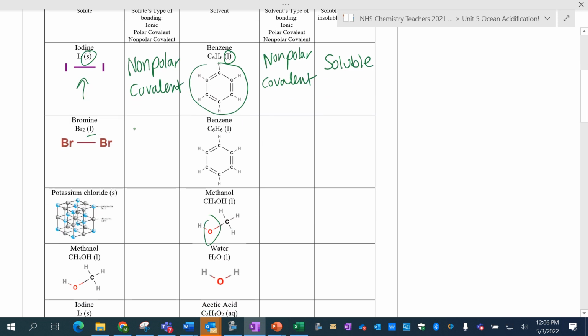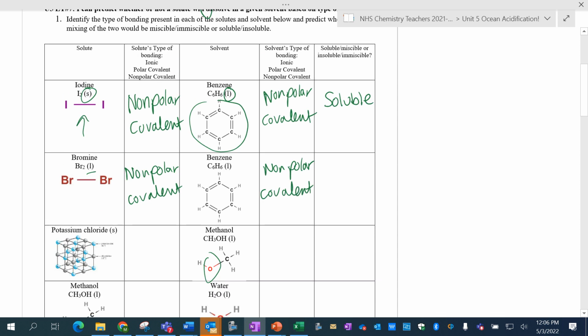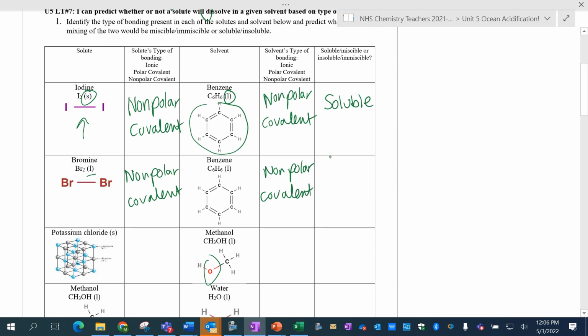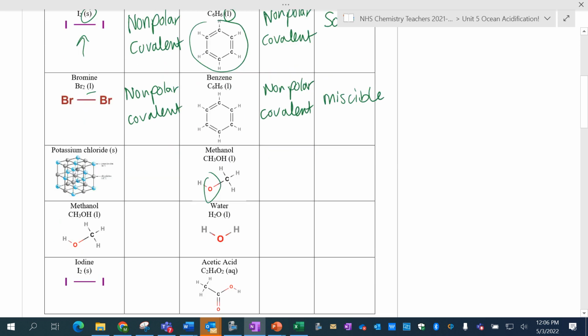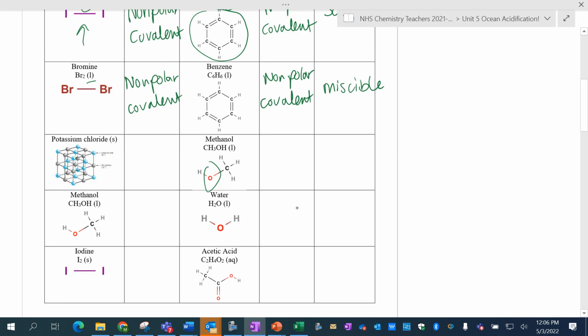Next, we have liquid bromine. Similar to iodine, it would be nonpolar covalent because we've got two nonmetals. And we already wrote that benzene was nonpolar covalent. We would use a different word here, though, because it's two liquids. So we would use the word miscible. These would be miscible.